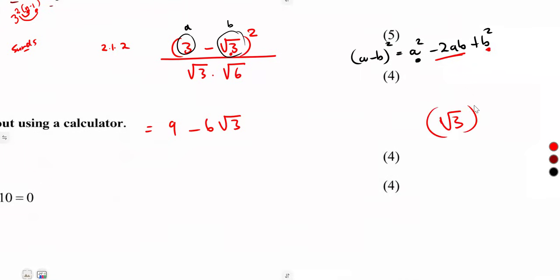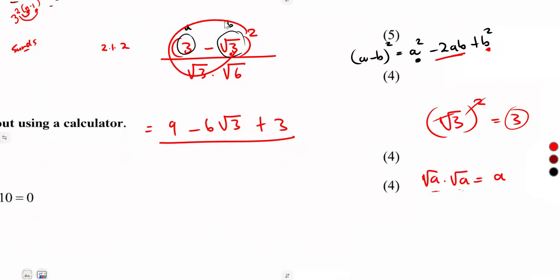Square root of 3, but we must square that one. Remember that square root of a times the square root of a gives us a. If you're multiplying two terms under the square root, they're the same. This is going to give us a 3, or simply neutralize that square root. So you're going to remain with positive 3. So you have expanded this bracket by simply using this concept.